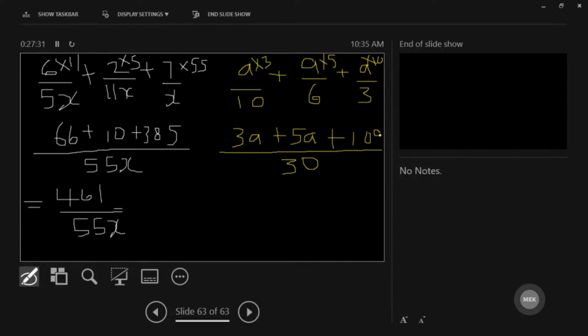So simplifying the like terms, 3a plus 5a is 8a plus 10a, that's 18a over 30. And this can be reduced. We can divide by 6. So 6 into 18 goes 3. 6 into 30 goes 5. So it's 3a over 5.